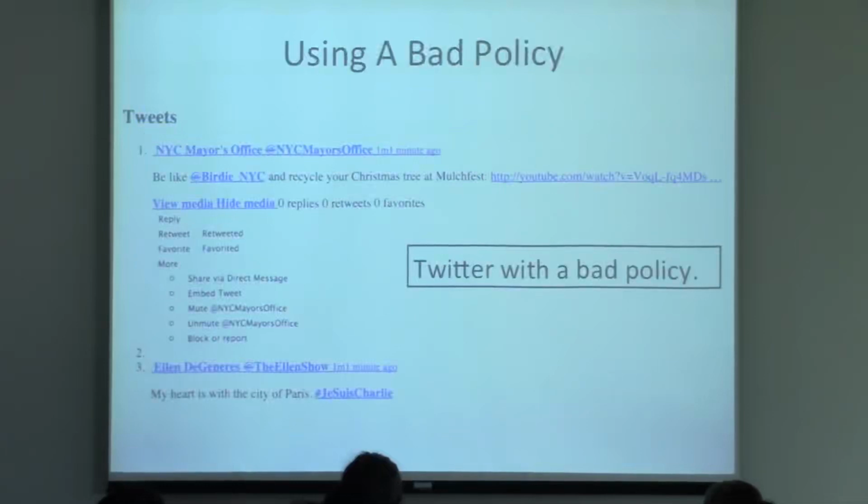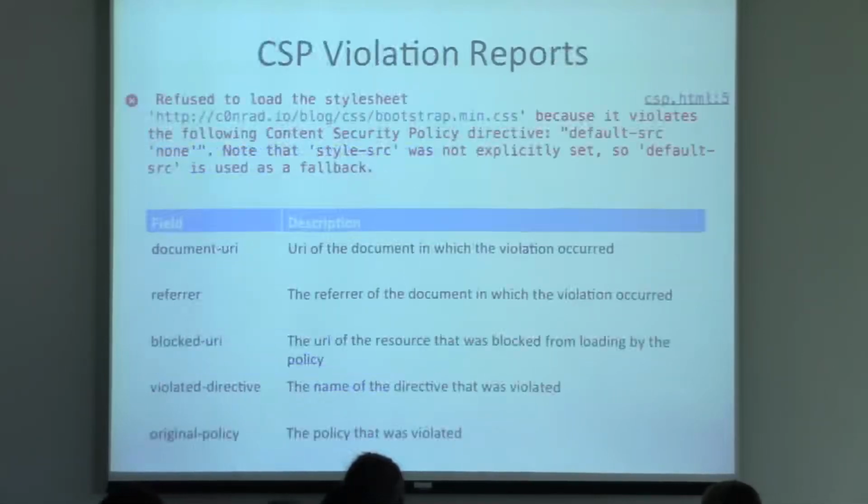So if you've built a policy and installed it on a website, you've probably seen something like this. This is Twitter. If you were to use a really bad policy, you can see it's really messy and gross. Probably not what you want. And you probably saw a lot of violation reports. Or if you looked at your console, you saw a lot of these red error messages telling you what you had done wrong. And obviously, this is not what you want.